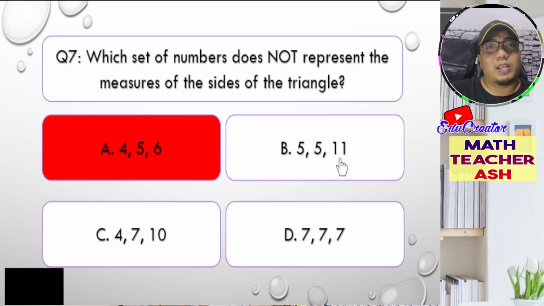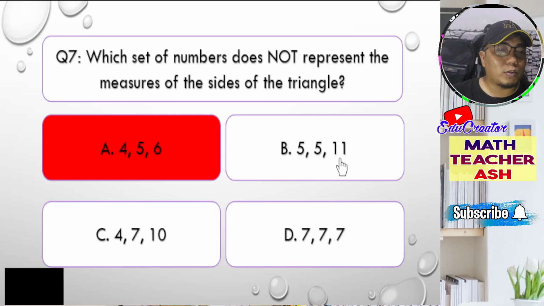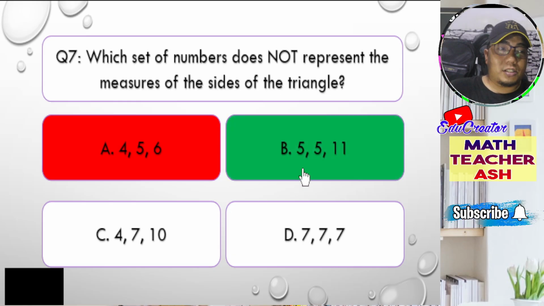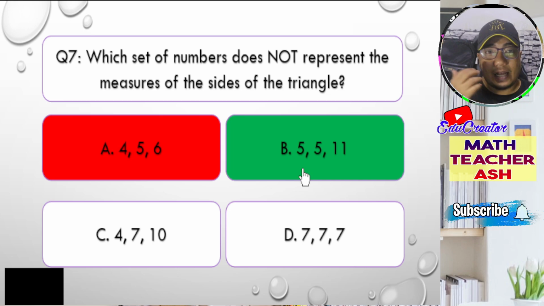So we already have our correct answer for this given question, and that is letter B. Alright, because of course 5 plus 5 is 10, and that is less than 11, the third side, and that is unrealistic for the measurement of a triangle.